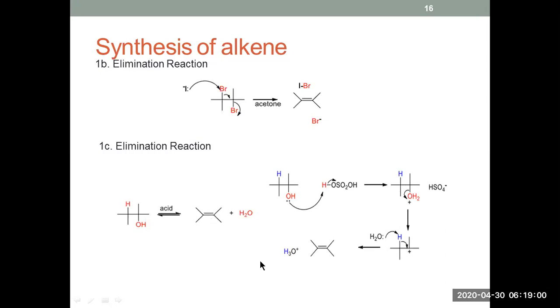Here is its mechanism. Focus on it. This OH will get a proton, protonated by sulfuric acid. This is the structural formula of sulfuric acid, and then this OH2 gets eliminated in the form of H2O. Water is eliminated, leaving behind a carbon-carbon double bond.